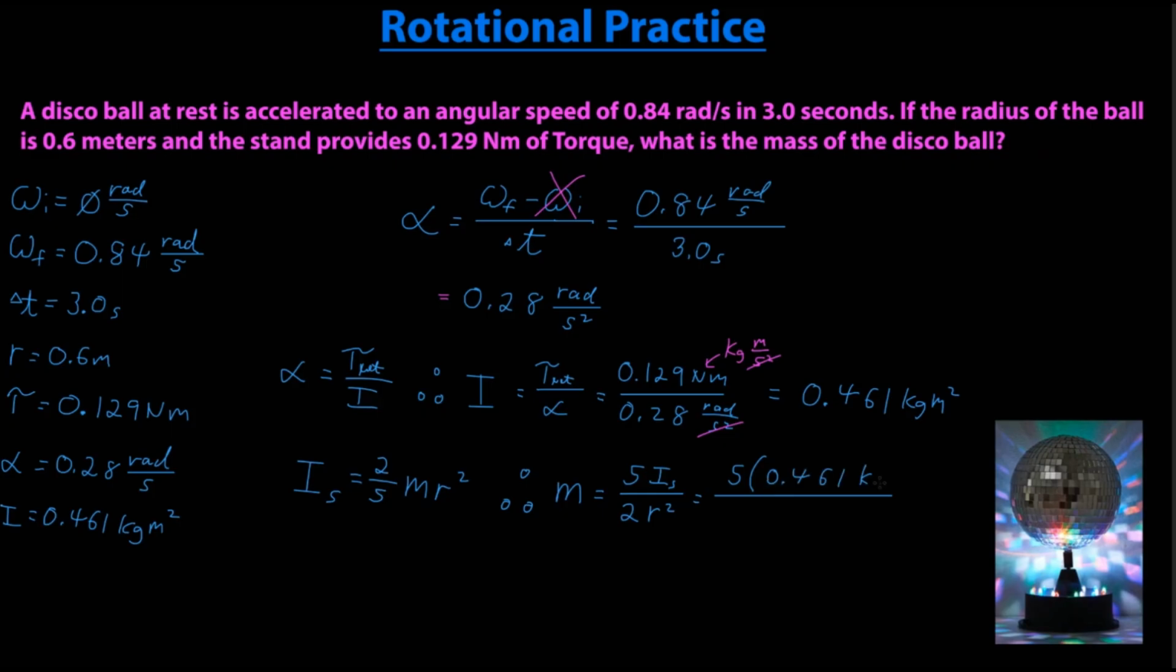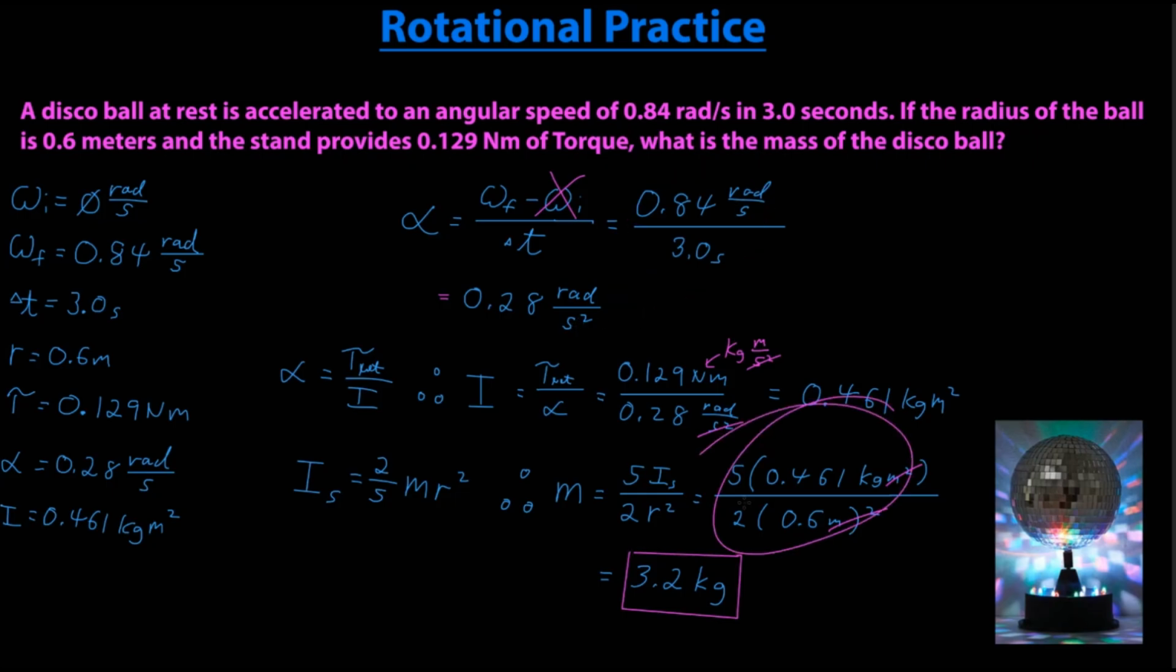So we get 5 times 0.461 kilograms meters squared over 2 times 0.6 meters and then a squared. The meter squared here will cancel with the meter squared here, and that will give me 3.2 kilograms. And there we go.